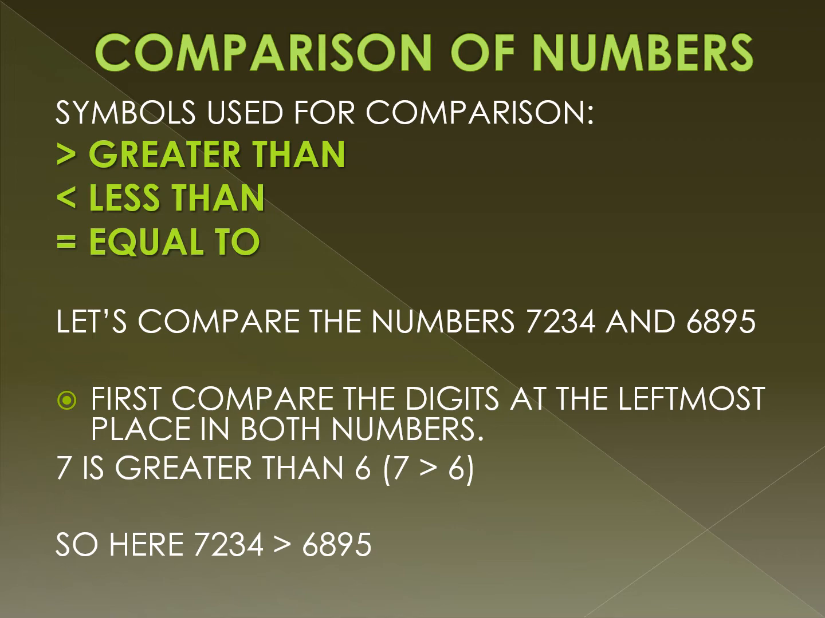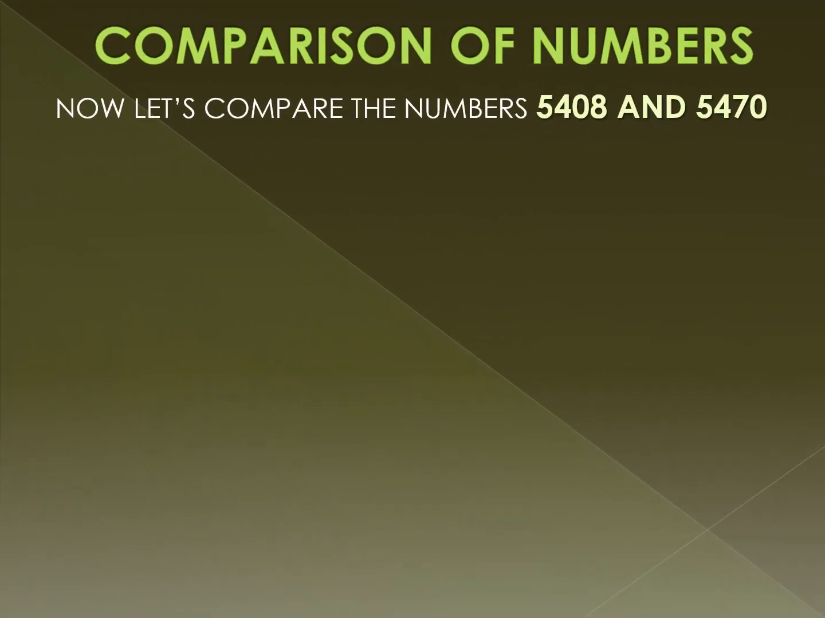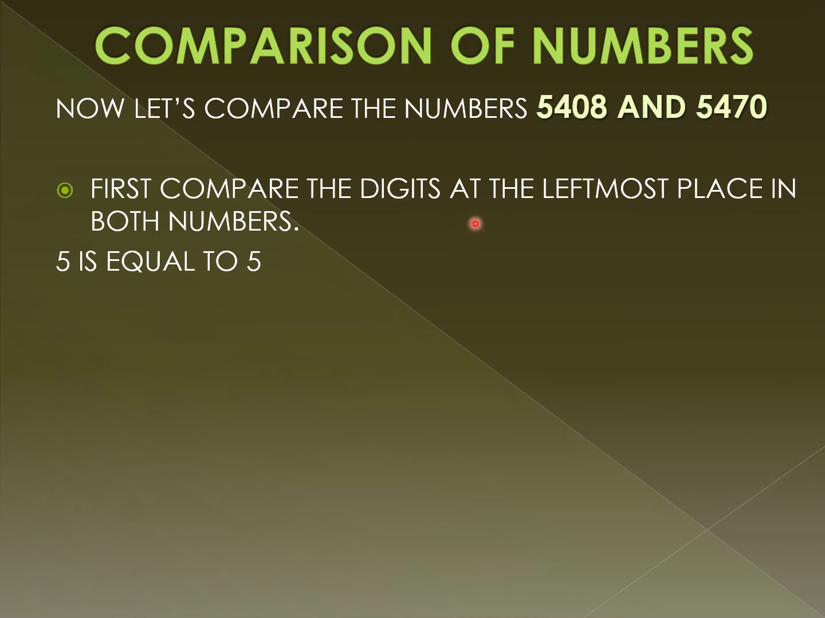Let's look at another example. Let's compare the numbers 5,408 and 5,470. So what is the first step? First, we compare the digits on the leftmost place. Here, the leftmost digit is 5, and in this number also, the leftmost digit is 5. That is, 5 is equal to 5. In that case, what do we do? We move on to the next step.